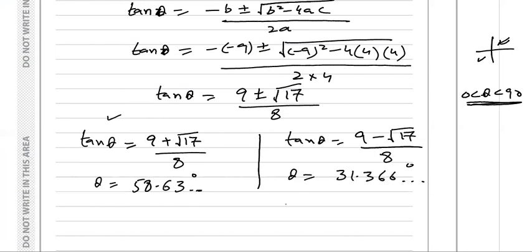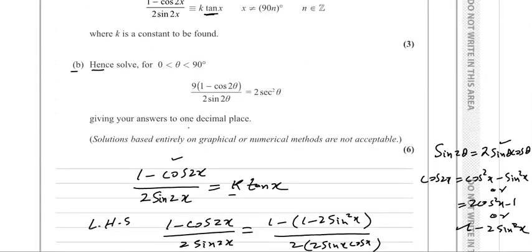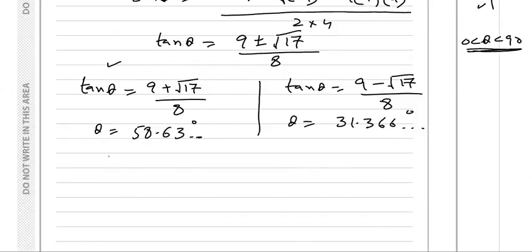And your answer should be to one decimal place. So convert each one to one decimal place. In this case, theta will be 58.6 degree, and in the other case, it will be 31.4 degree. And you can see both these values are in the first quadrant. But if the domain is changed here, accordingly you will go to the other quadrants also for solving that one.